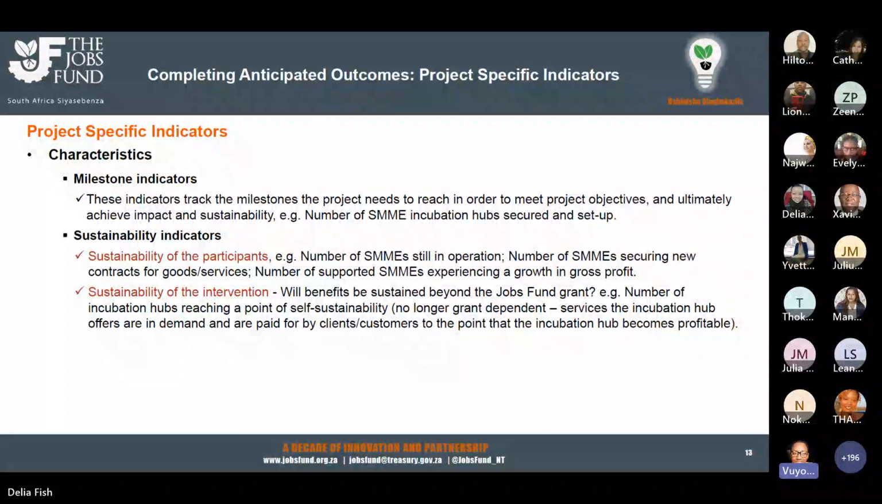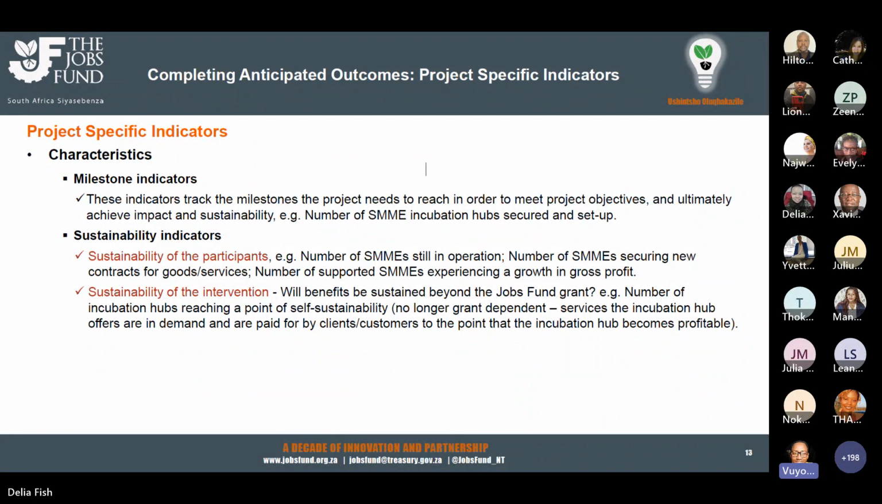participants, right? And then an example of a sustainability indicator for an intervention is the number of incubation hubs, as an example in an agriculture setting, that reach a point of self-sustainability. These hubs, you would want to see that over time they wean themselves off of the need for a grant. So there has to be a path to sustainability for them to then continue beyond the grant.